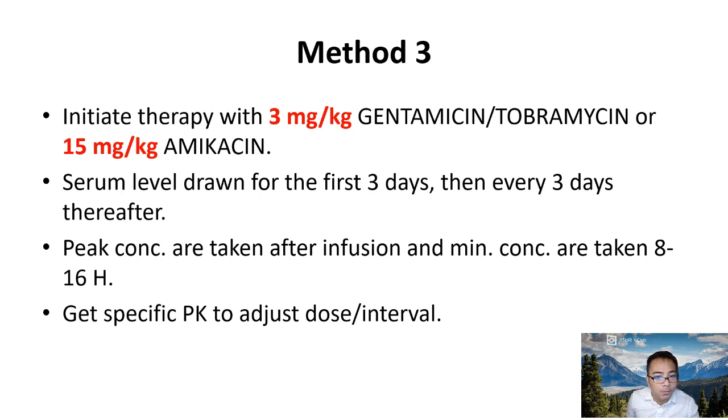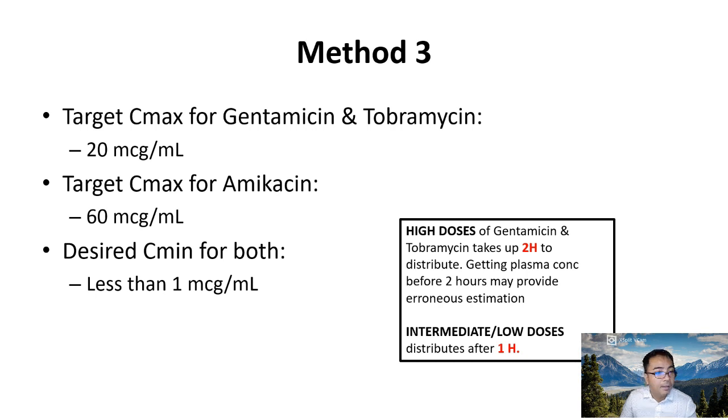Then serum level is drawn for the first 3 days, then every 3 days after. So our goal here is that the peak concentrations are taken after infusion and mean concentrations are taken 8 to 16 hours after. And then get specific pharmacokinetics to adjust the dose interval. For gentamicin and tobramycin, the target Cmax is 20. For amikacin, it's 60. And the desired C-mean for both is less than 1. So a high dose of gentamicin and tobramycin takes up to 2 hours to distribute. So getting plasma concentration before 2 hours may provide an erroneous estimation. Intermediate or low doses distribute after 1 hour.